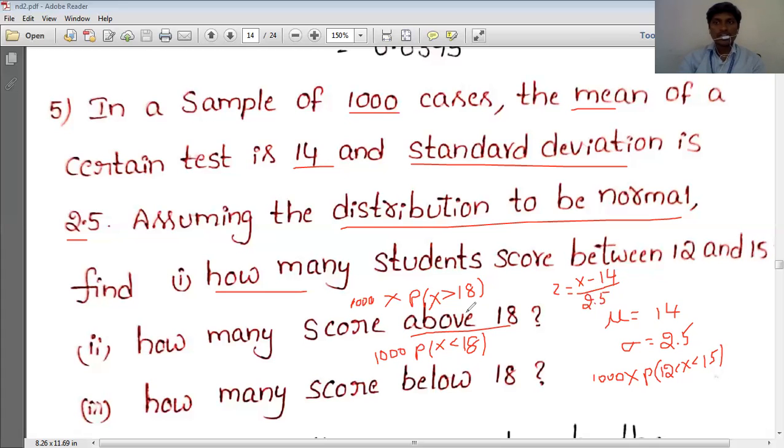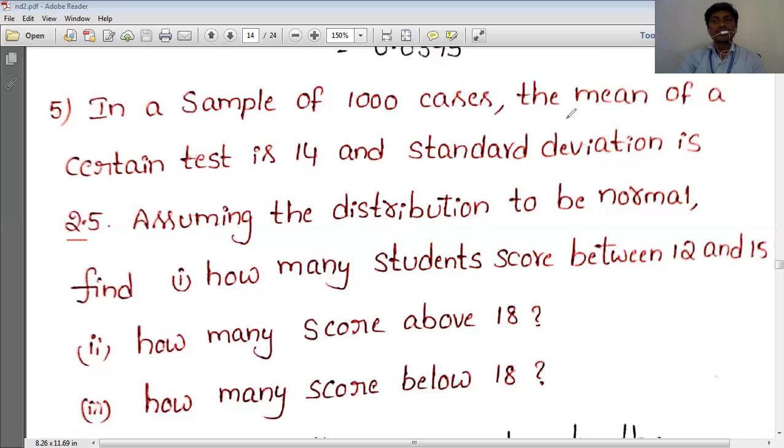So which one will arise? That one. And the same way here also, same thing. So P of z less than z1: if in case 1 z1 is less than 0, that formula; if z1 is greater than 0, that formula. Okay, so based on that we need to apply.